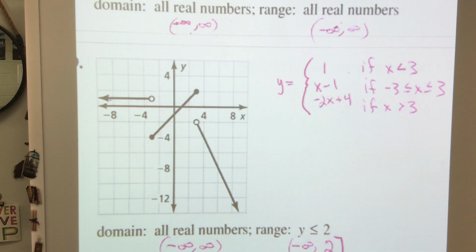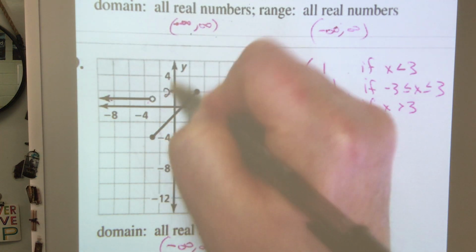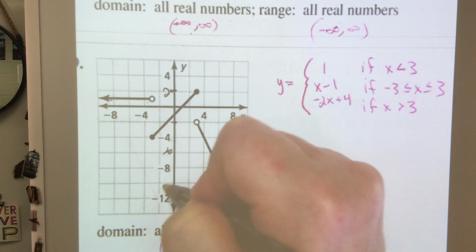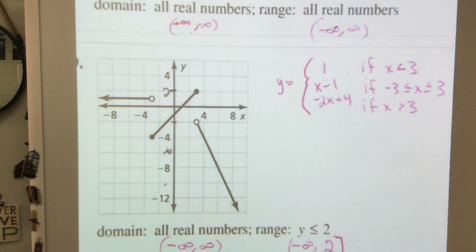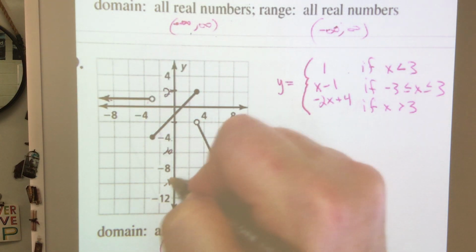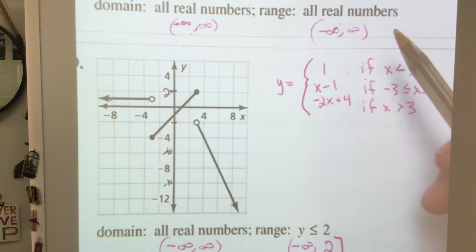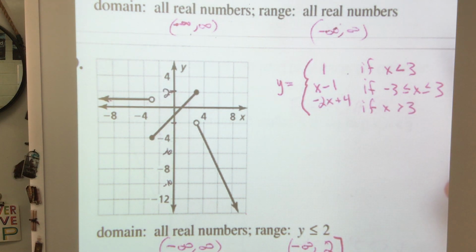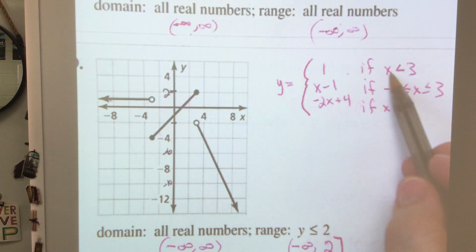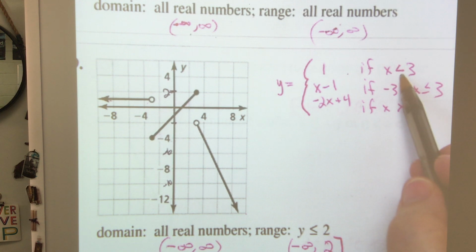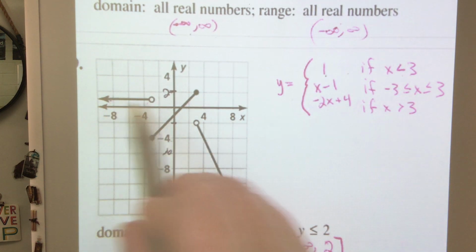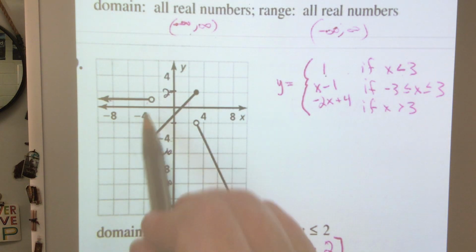They go by twos on this graph. So it's 0, 2, 4, negative 2, negative 4, negative 6, negative 8, negative 10. And in this case, I have 3 equations. Here, if x is less than 3, y equals 1. Remember, that's our horizontal line. So I just need to figure out where the hole is.